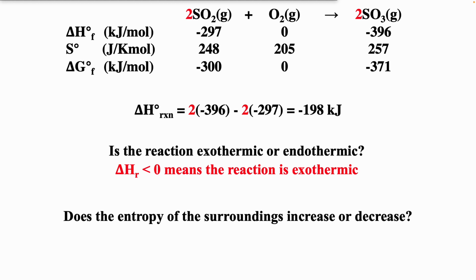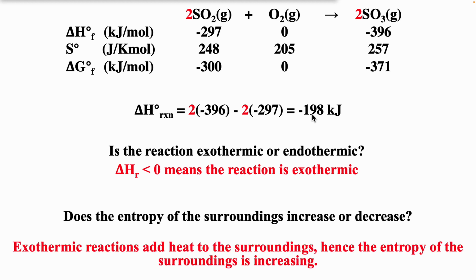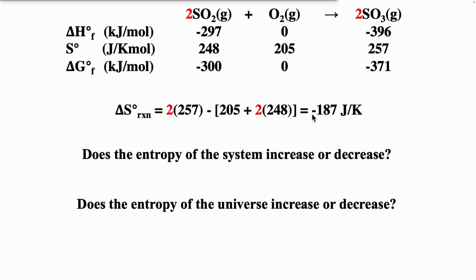And so that means that the entropy of the surroundings should increase. And so we can also calculate our delta S. Notice for the delta S, we do have to include oxygen because, again, for entropy, you can actually determine it in absolute terms. And so elements in their standard state do not have 0 entropies, just the Gibbs free energy and the enthalpies. And so again, products minus reactants. And so 2 times 257 minus 205 plus 2 times 248. That gives us minus 187. And again, it's negative, consistent with going from 3 gas particles to 2 gas particles. And so that means the entropy of the system decreases.